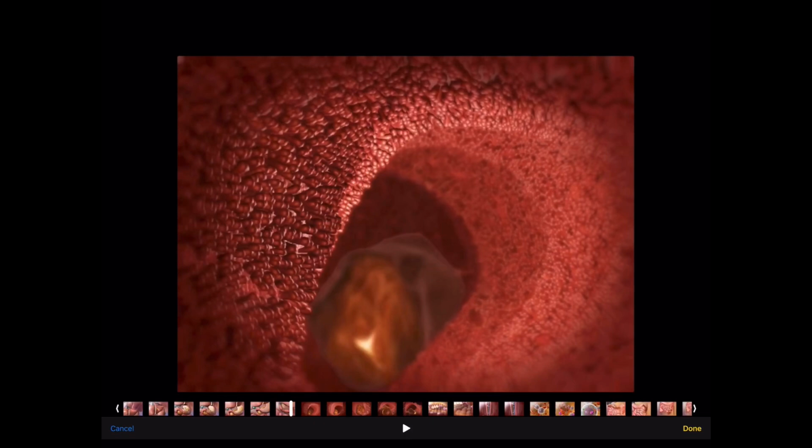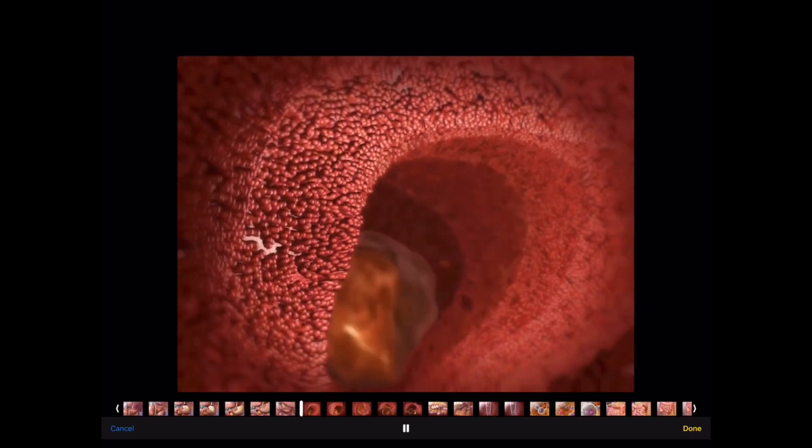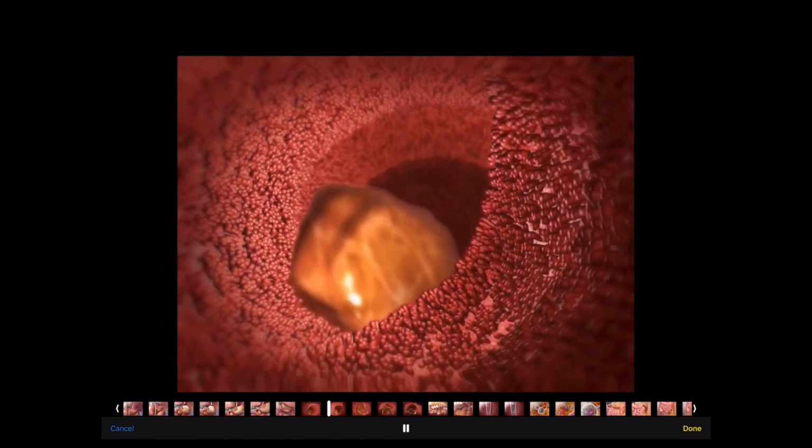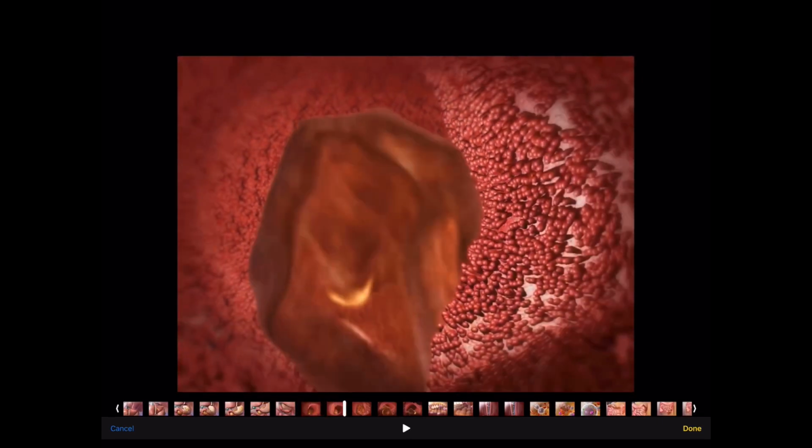So you can see there are thousands, hundreds of thousands of these finger-like projections, and these are the microvilli. These are the villi. And you can see that the food is passed in a passageway where it's coming into contact with these microvilli, and this is how the nutrients are absorbed from the food here.